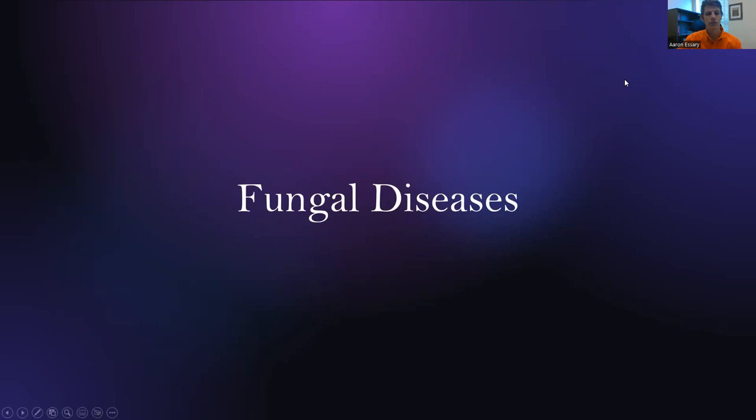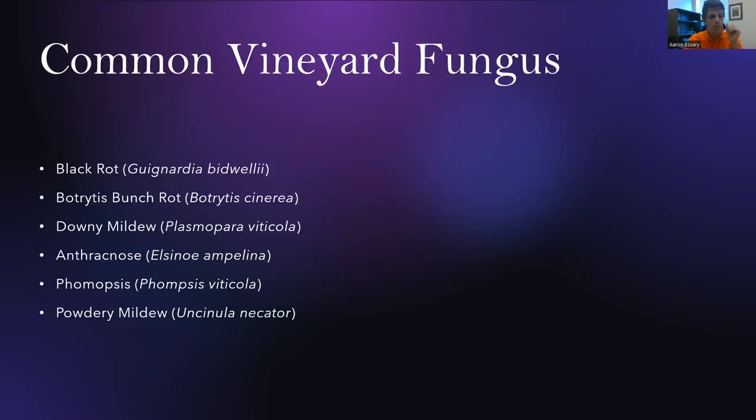Okay, so fungal diseases. Now I'll move on to the actual diseases and what they look like and their timing of inoculation and stuff. I picked what I think are 6 common vineyard fungus, which is black rot, botrytis bunch rot, downy mildew, anthracnose, phomopsis, powdery mildew. And I think I've seen each of these in a vineyard at one point in time or another. In parentheses is their Latin name. I'm not going to try to pronounce them, but these are the common vineyard fungus.